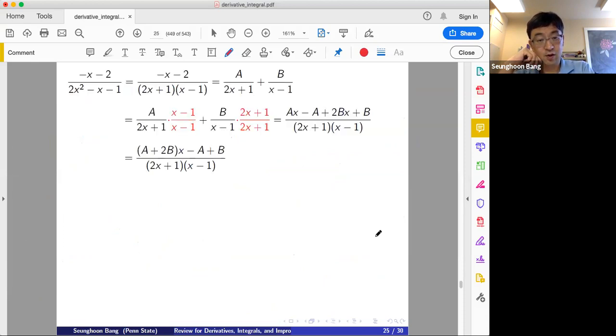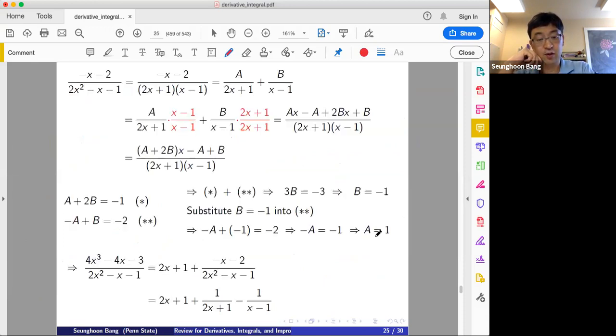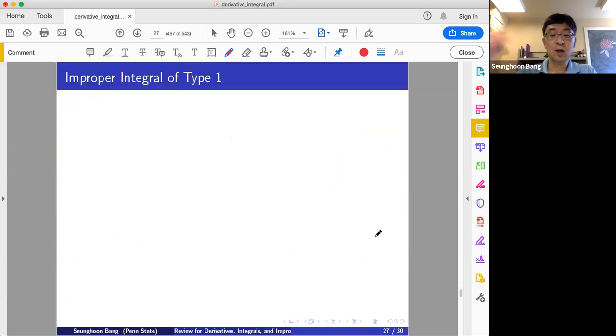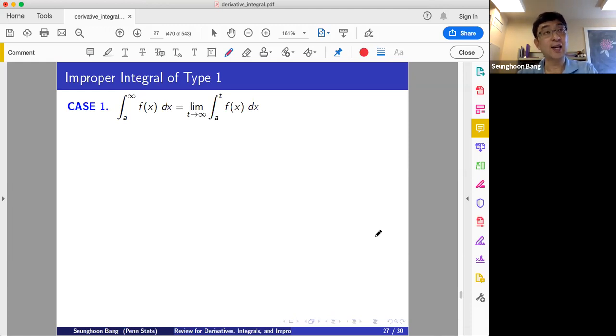The long division and partial fractions. This is the whole idea for solving this problem. The next part, we think about improper integral of type 1. Case 1, integral from a to infinity of f of x dx. How can you solve? Only replace infinity by t and take the limit.